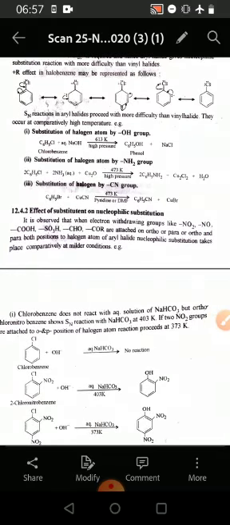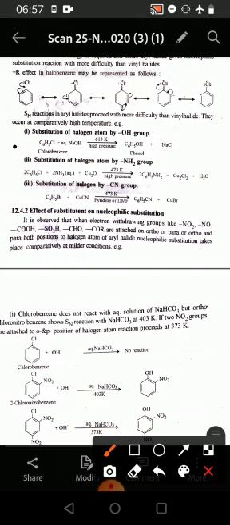SN reaction in aryl halides proceeds with more difficulty than in vinyl halides. They occur at comparatively high temperatures. For example, substitution of the halogen atom by an OH group: chlorobenzene reacts with aqueous NaOH at 623 Kelvin at high pressure to give phenol. It reacts with aqueous ammonia in the presence of Cu2O at 473 Kelvin at high pressure to give aniline. And bromobenzene reacts with CuCN at 473 Kelvin in the presence of pyridine or DMF to give C6H5CN.